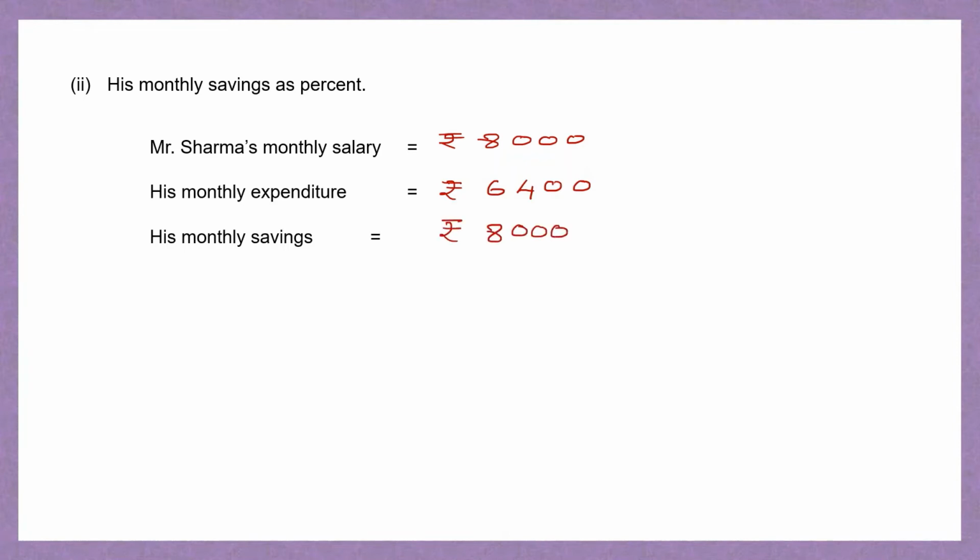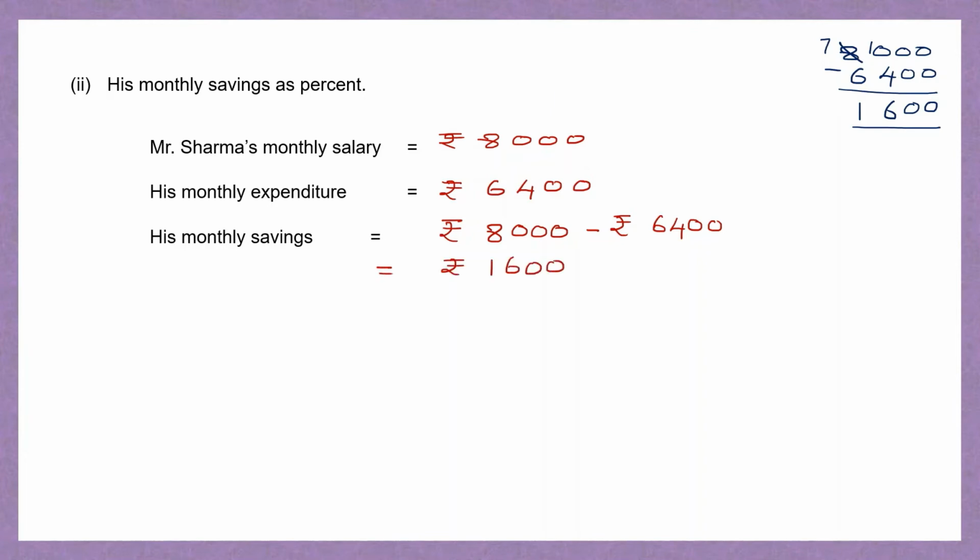8,000 rupees minus 6,400 rupees. So first we need to subtract these two. Let's do that. 8,000 minus 6,400. 0, 0. Now we borrow here. 10 minus 4 is 6. 7 minus 6 is 1. So his monthly savings is rupees 1,600. Now what are we asked to find?